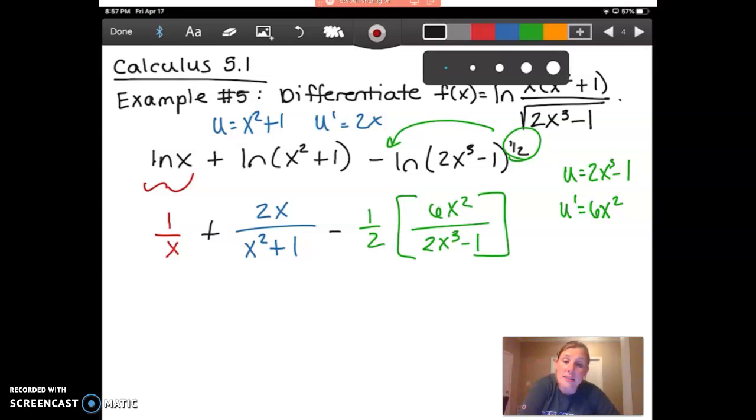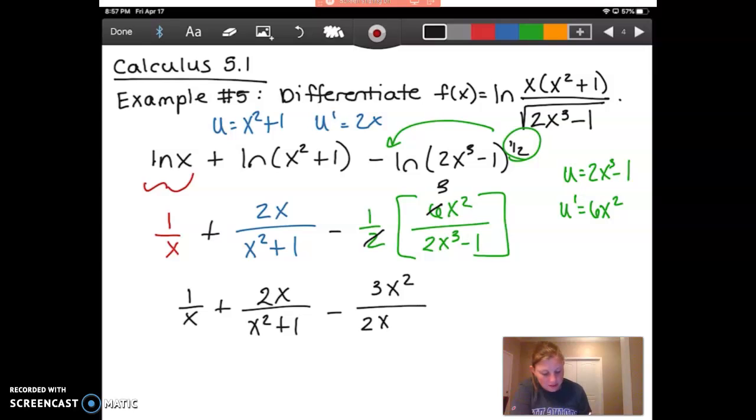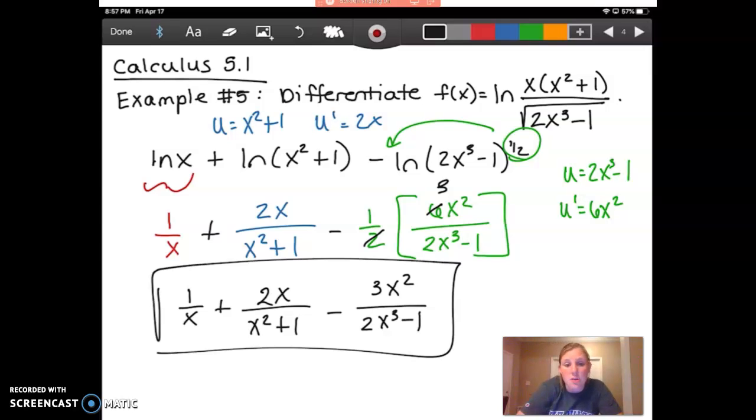From here, we're going to simplify. So this gives me 1 over x. There's nothing I can really do with that. This would be 2x over x squared plus 1. Minus, I can cross cancel here. 2 will go into 6 3 times. So I have 3x squared over 2x cubed minus 1. And that whole thing is actually going to be your answer.